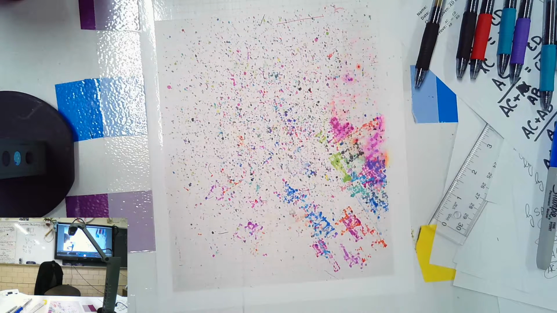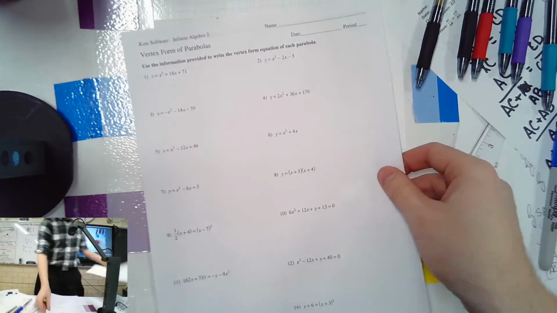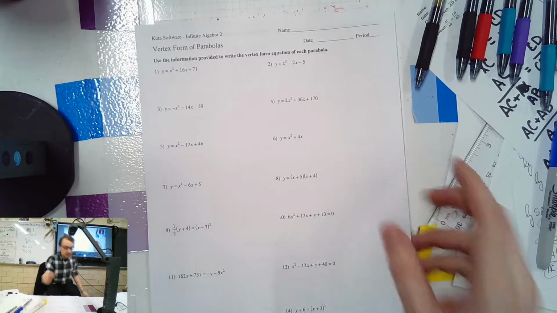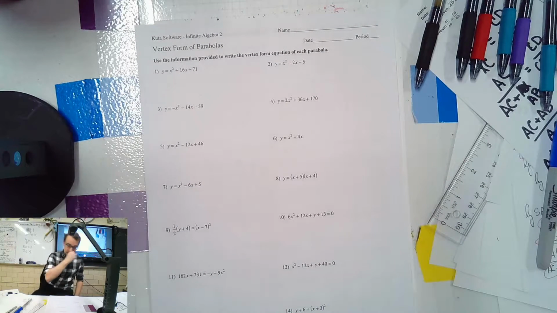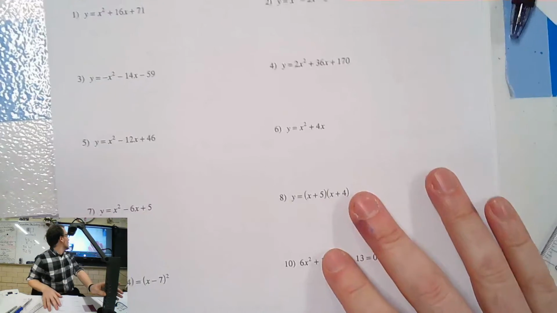So I'm giving you a bunch of standard form parabolas. We're going to convert them into vertex form because standard form is pretty much useless for graphing. Right? Like, yeah, it's a lot of numbers, but what does it look like, right? You'll see. All right, so number 1.